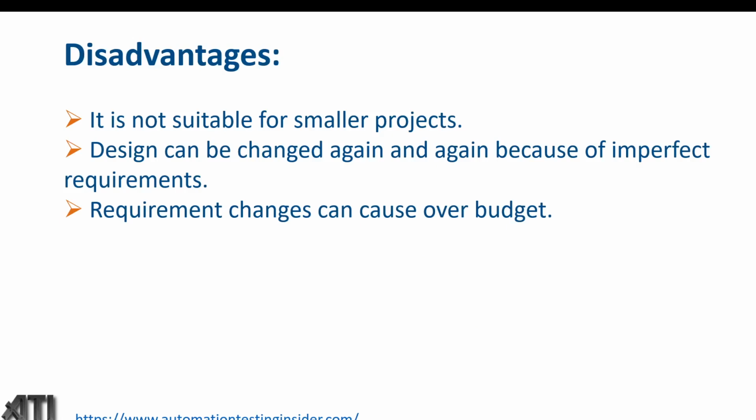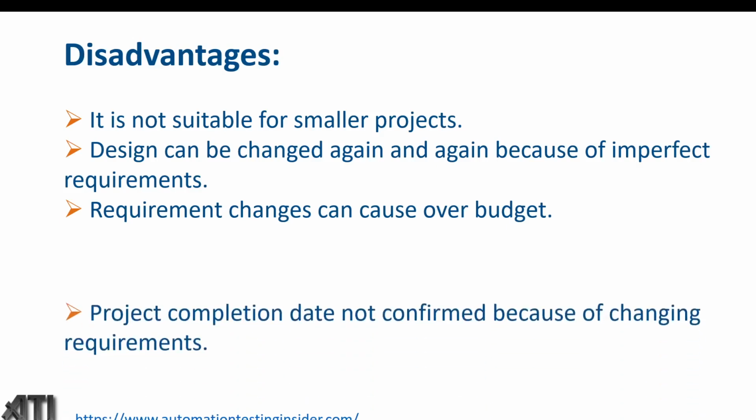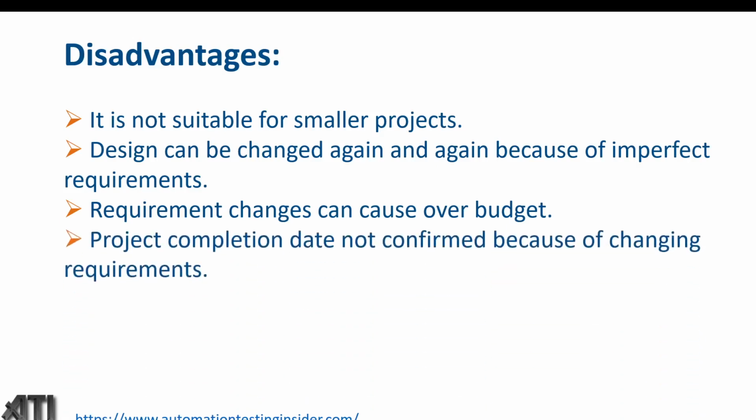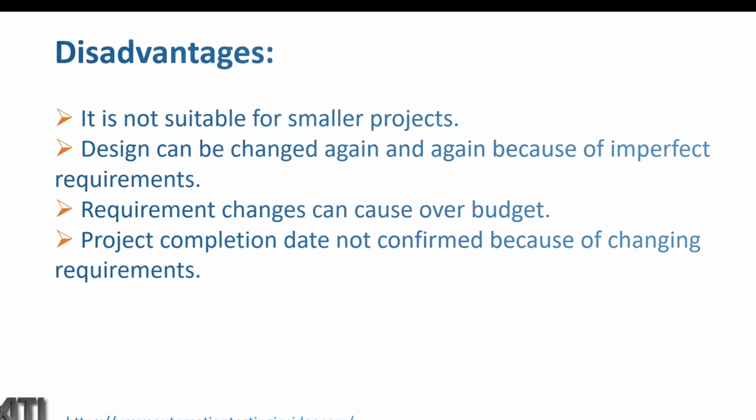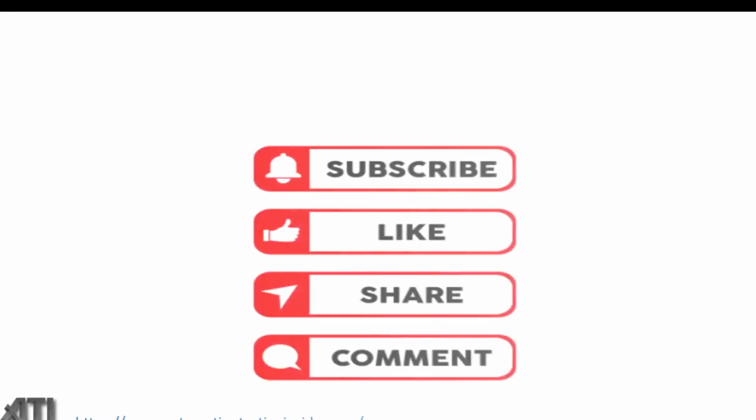Requirement changes can cause over budget, the same thing. And then project completion date not confirmed because of changing requirements. So yeah, completion date is not confirmed because of the changing requirements. So these are the drawbacks of the iterative model.